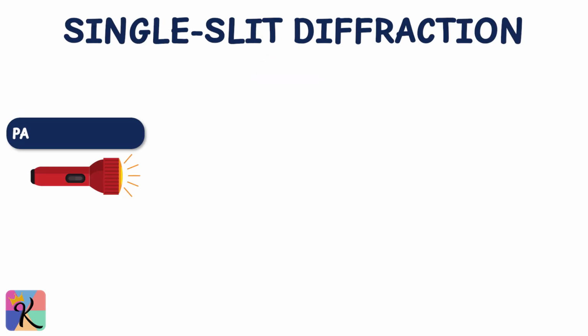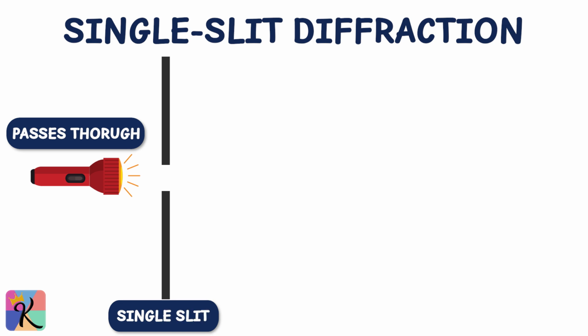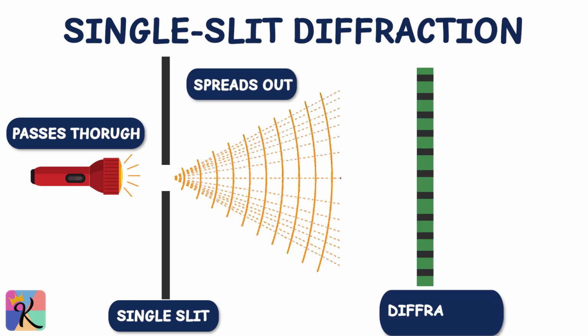So let's get started. When light passes through a single slit, it spreads out and creates a diffraction pattern of bright and dark fringes on a screen. This pattern is the result of the wave nature of light, where the light waves interfere with each other. The central bright fringe is the most intense, with secondary fringes of decreasing intensity on either side.